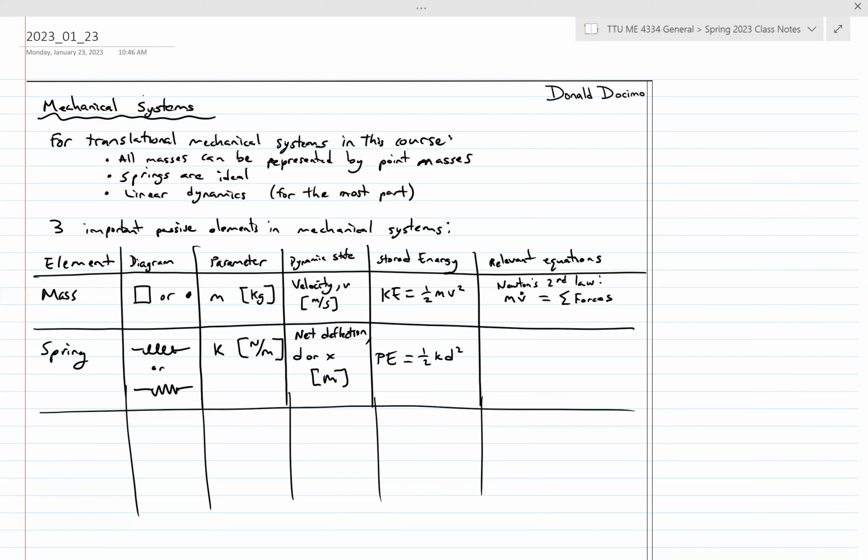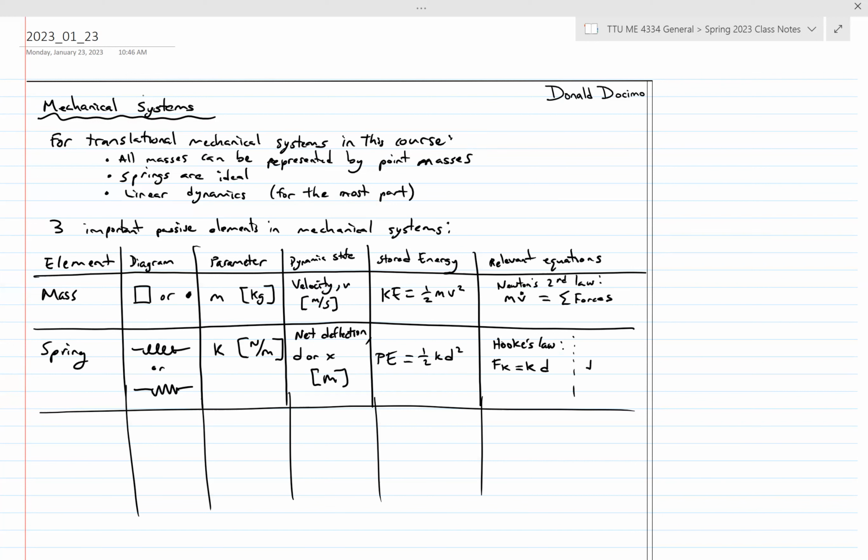Okay, last piece. Some relevant equations. Two, but I'm looking for mainly one from you guys. One that's been said already, again. F is equal to KX. What's that called? Hooke's law, right? The force of the spring is equal to that spring constant times X. It's really that net deflection. I'm going to use D here again.